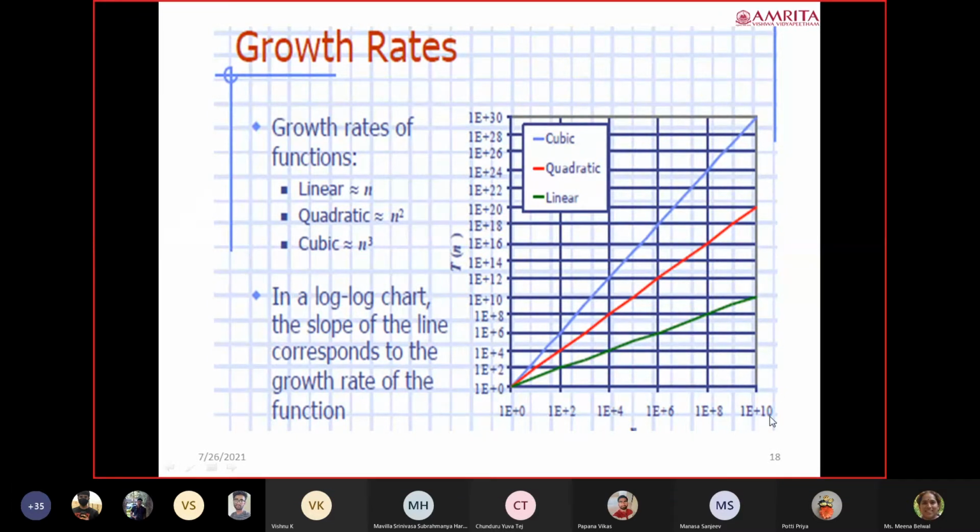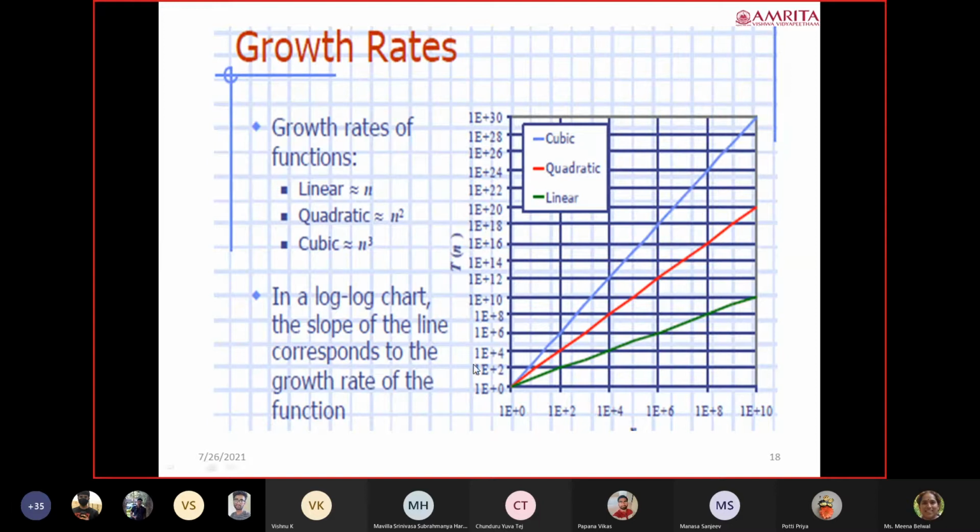10 to the power of 10 to the power of 3, that means 1e+30, right? This is your 10 to the power of 30. So this is the cubic growth rate. This graph has been shown to you so that you analyze how it is changing, what the growth rate of the algorithm is. So this is the growth rate.